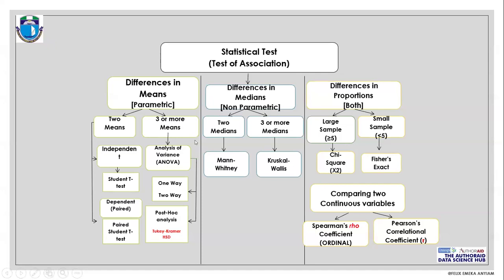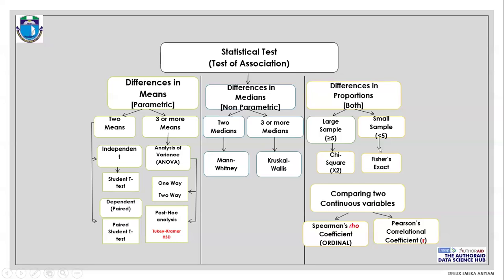And you have to appreciate the fact that every test of association or every test of significance you do will generate a p-value. So it is that p-value that will give you a clue whether you're going to accept or reject your null hypothesis. So when you're checking for differences in percentages, then you're going to be using the chi-square.